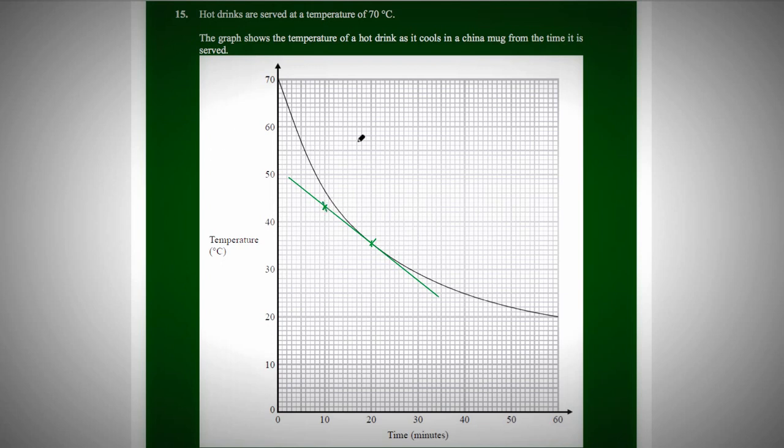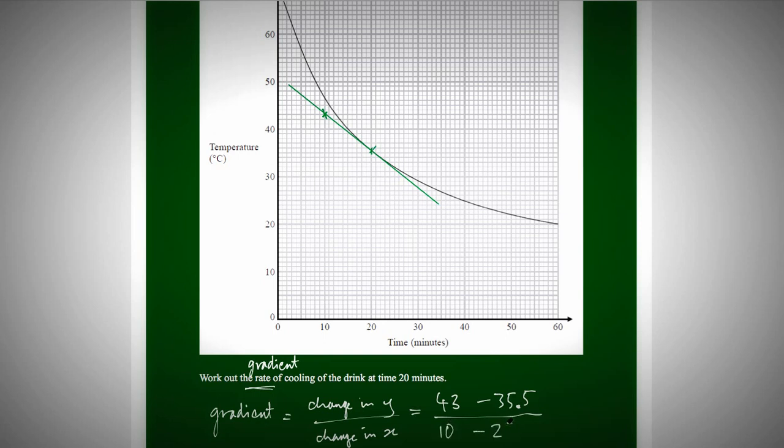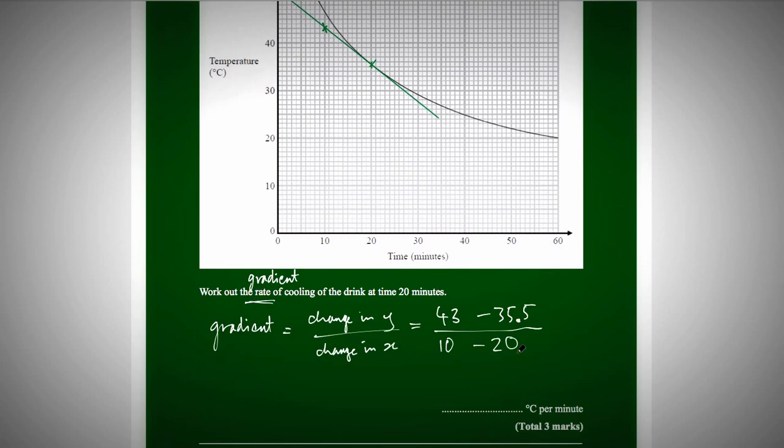So I need to know change of y over change in x. If I look at these two values here, gradient equals change in y over change in x. Change in y, my first y value is 43, and my second y value is 35.5. The corresponding x values that go with that are 10 and 20. And that's good that I have 10 minus a larger number. That's going to give me a negative number overall, and this is a negative gradient, so that's what I'm expecting.